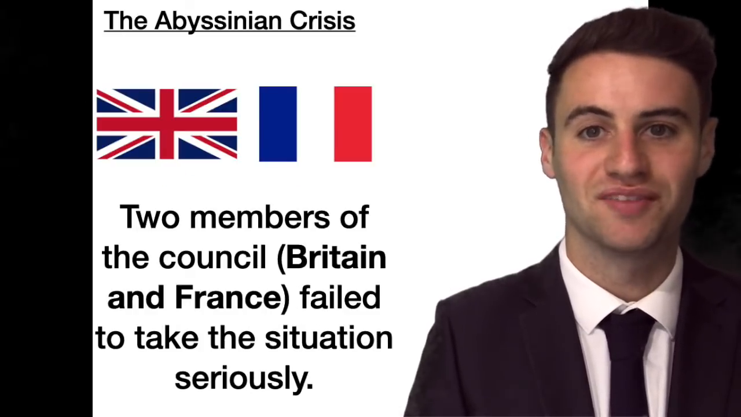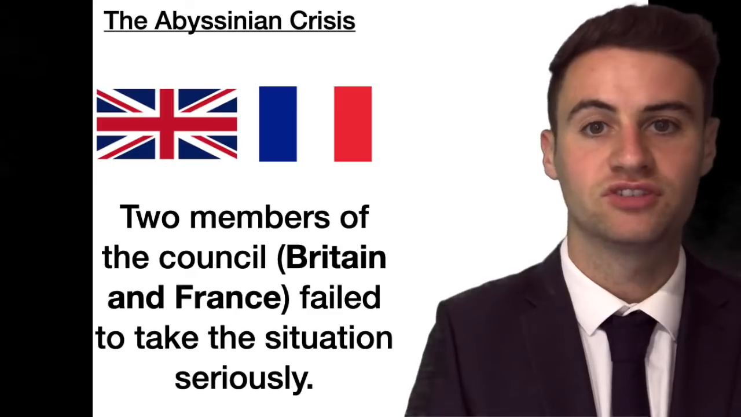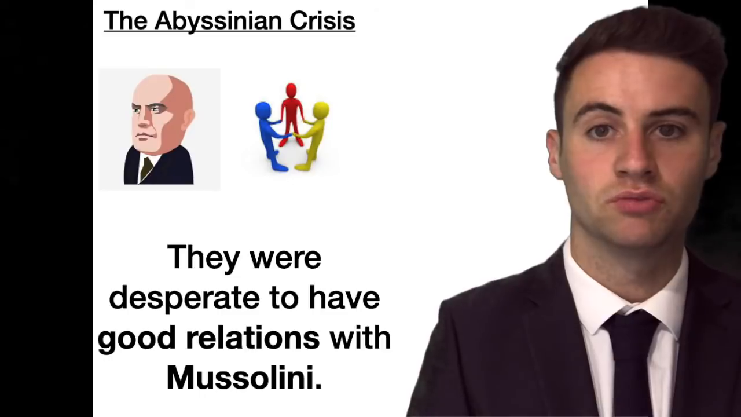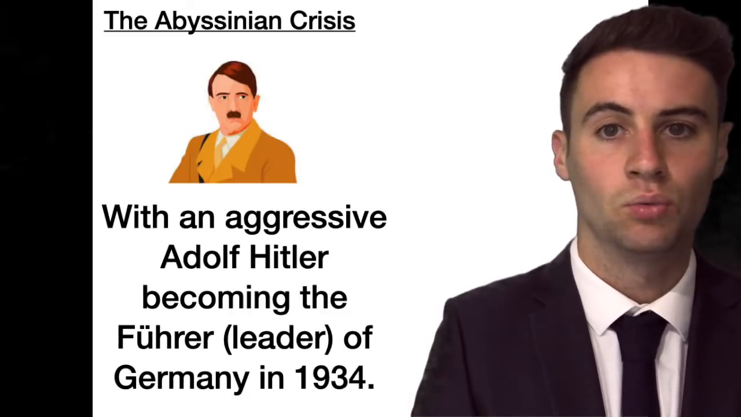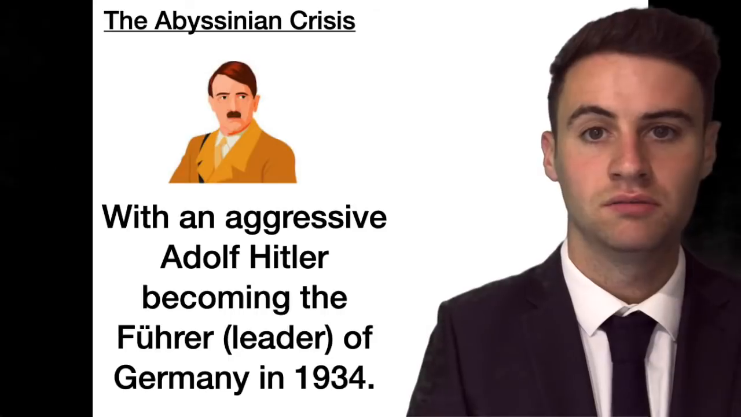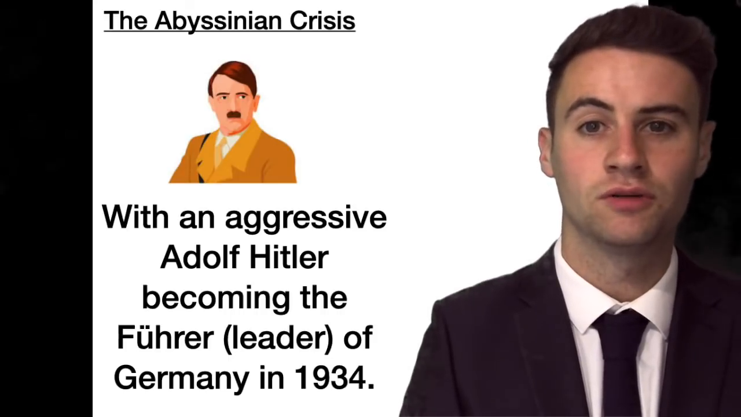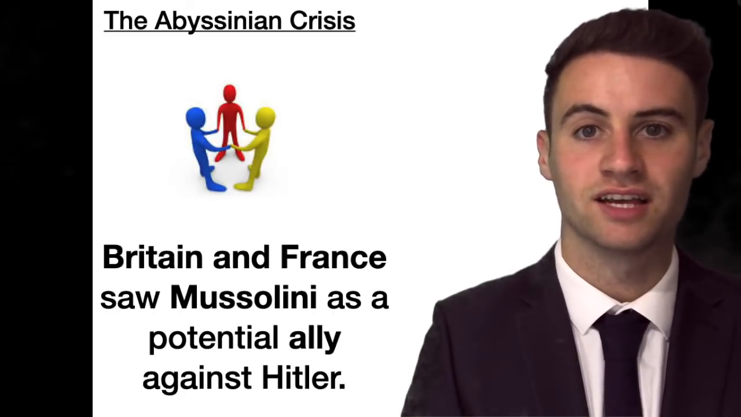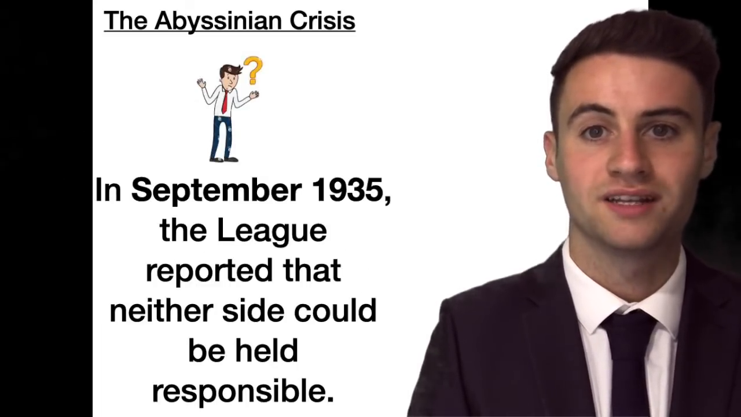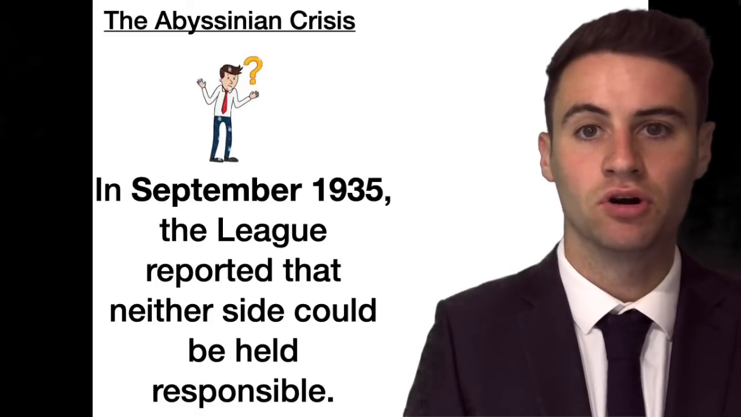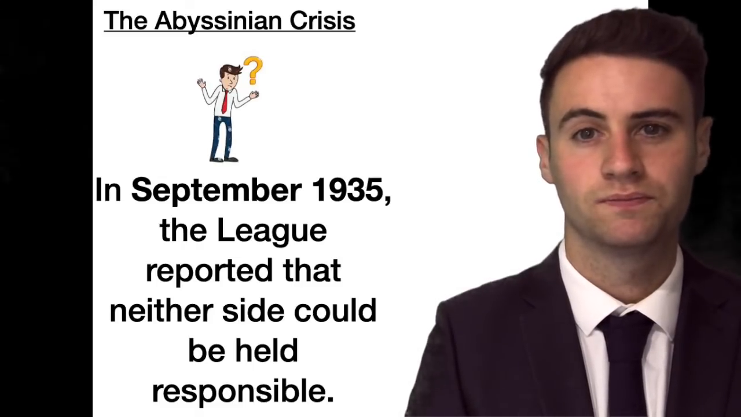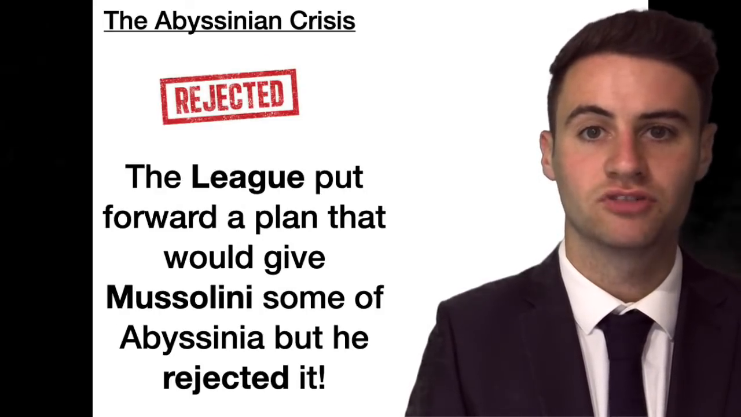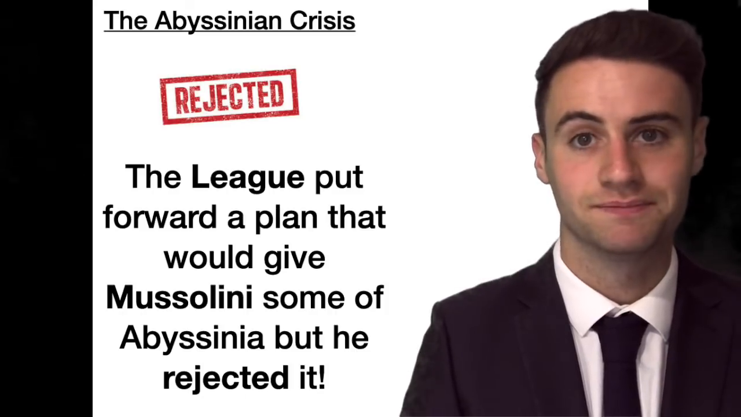Well, two members of the Council, Britain and France, failed to take the situation seriously. They were desperate to have good relations with Mussolini. With an aggressive Adolf Hitler becoming Führer, meaning leader of Germany, in 1934, Britain and France saw Mussolini as a potential ally against Hitler. So in September 1935, the League reported that neither side could be held responsible. The League put forward a plan that would give Mussolini some of Abyssinia, but he rejected it.